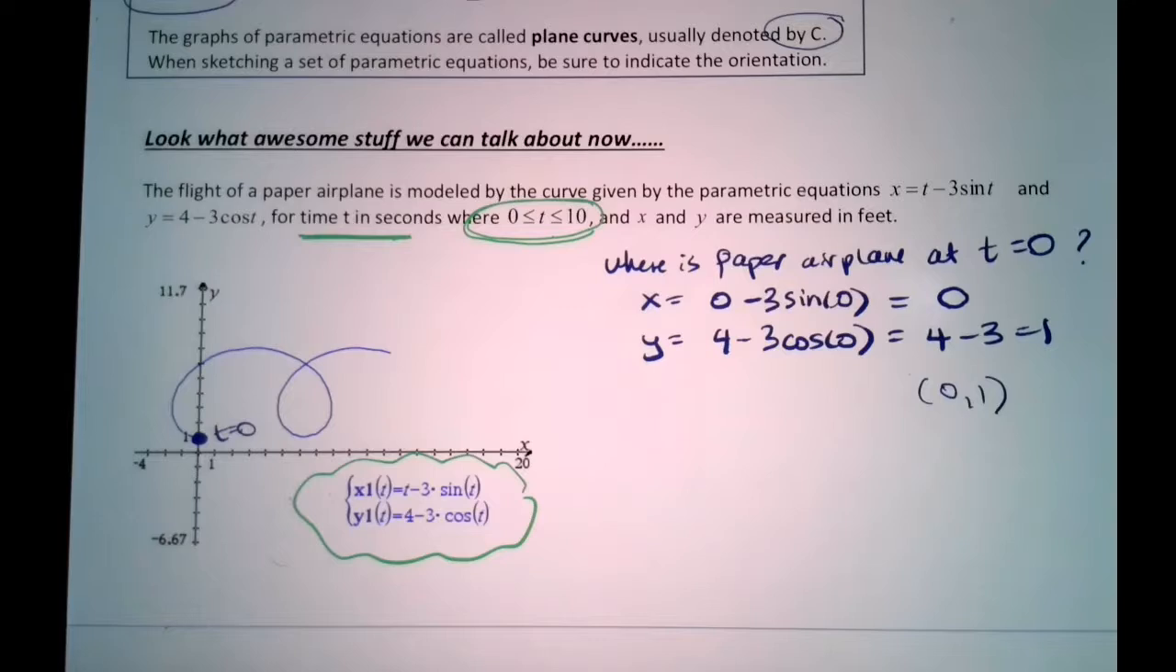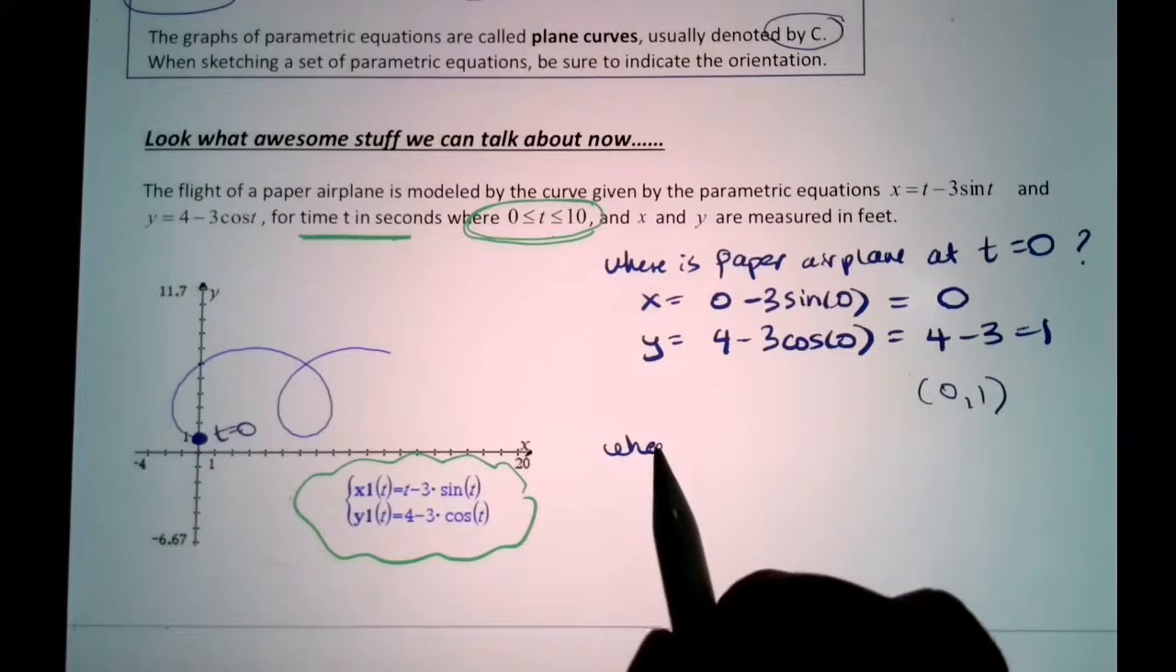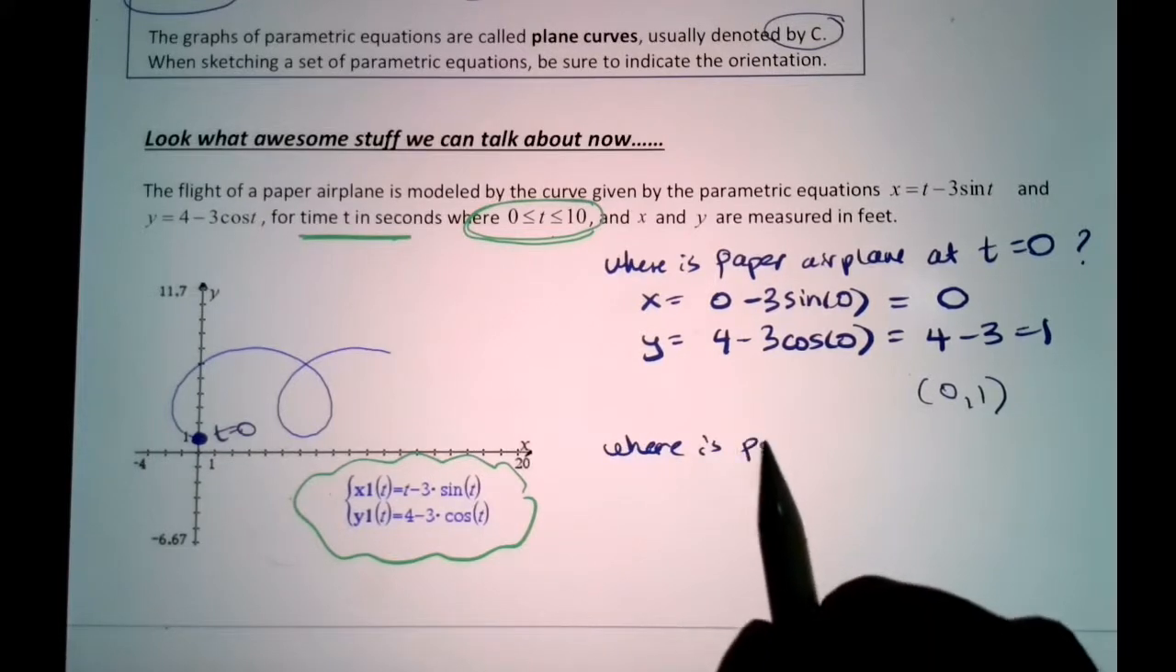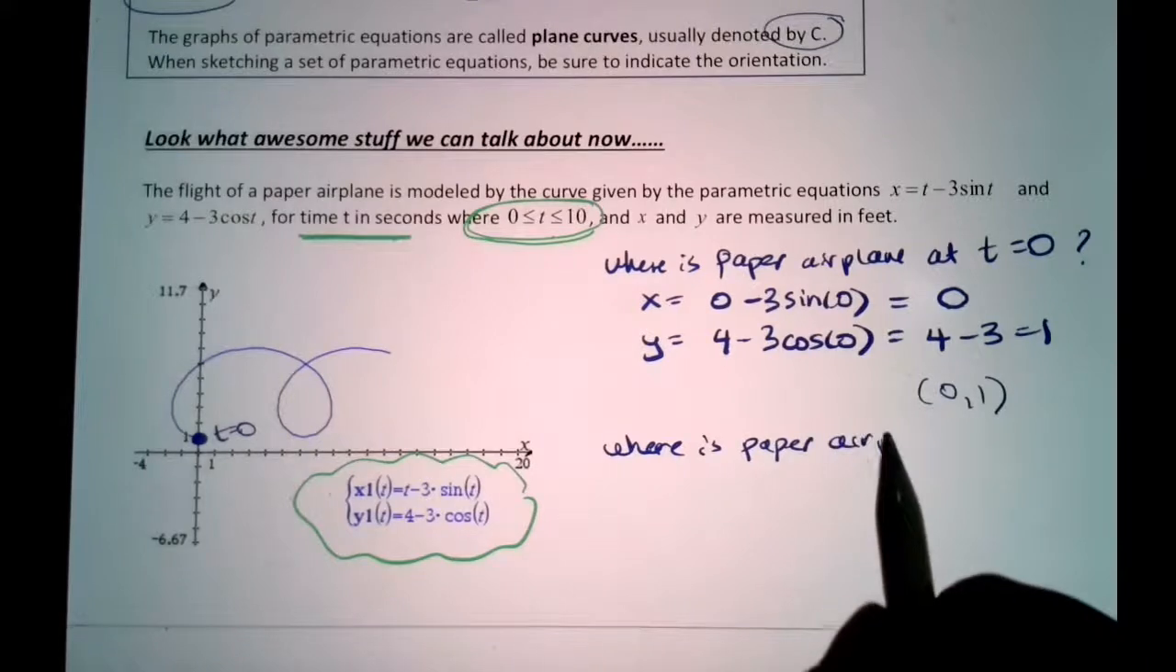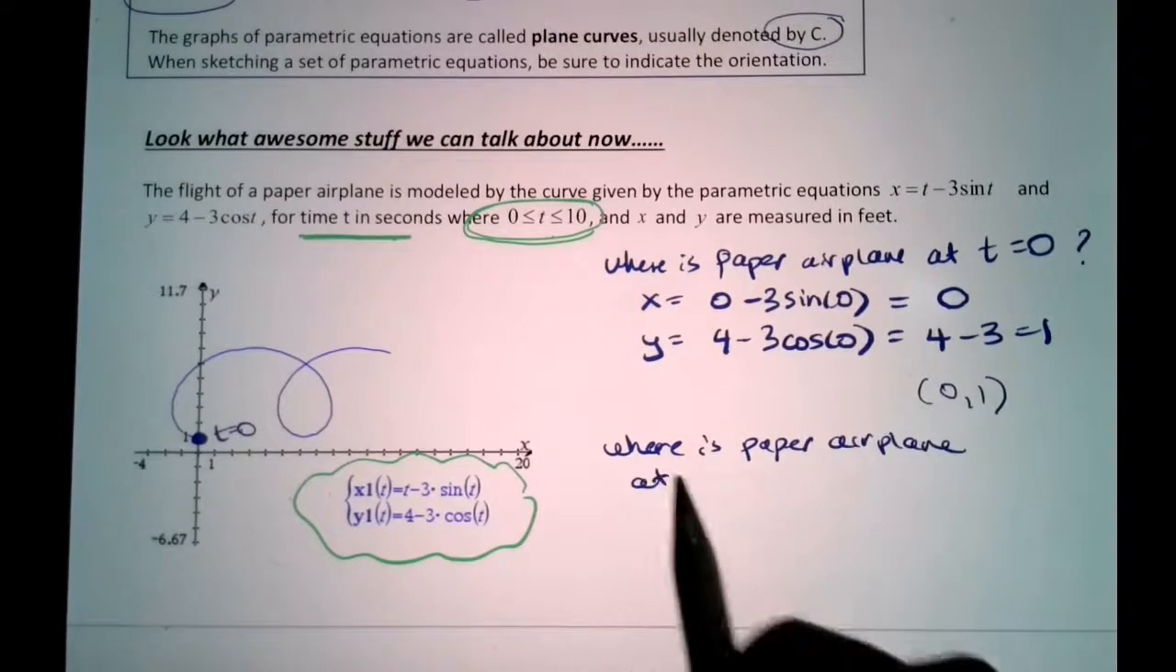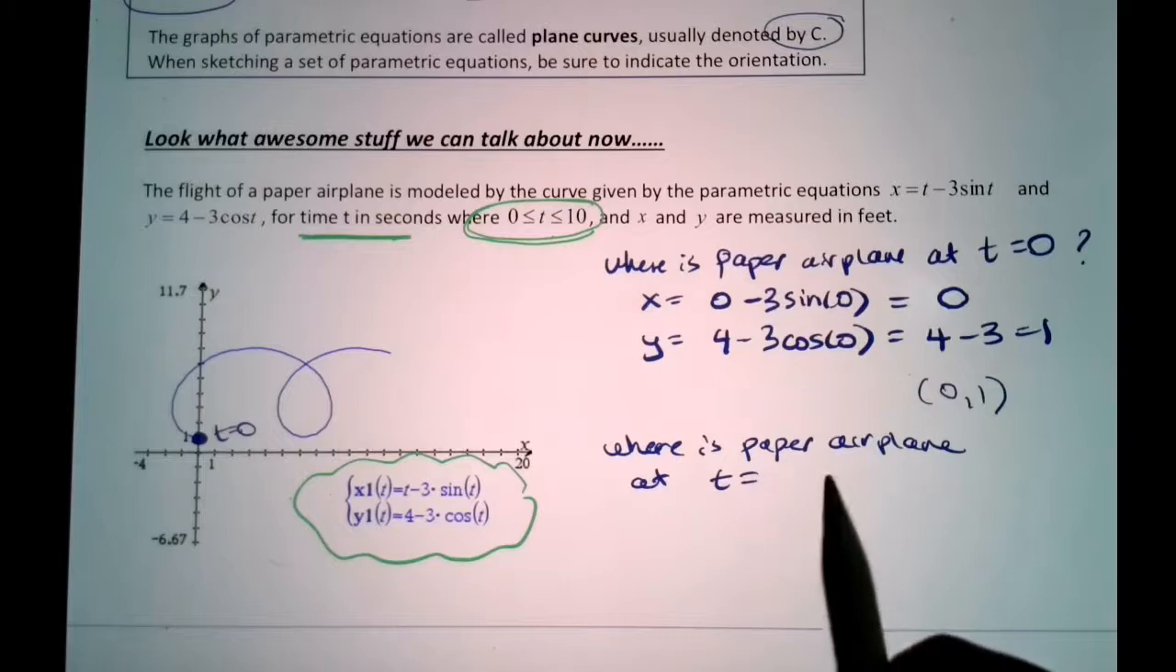And parametric equations have a path. They have an orientation. They have a direction. It's not a two-way street here. So what I'll do is the same thing. Let's find out where the paper airplane is at t equals, let's just say pi over 2. Since we're dealing with trig, let's go with really nice evaluations here.